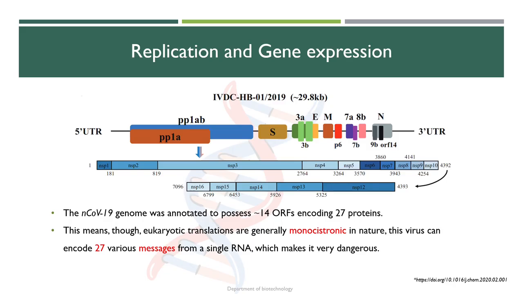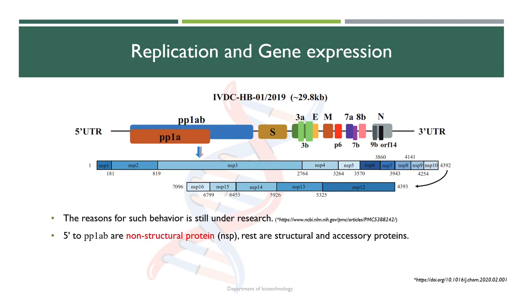Next we come to replication and gene expression. The nCoV-19 was annotated to possess almost 14 open reading frames encoding 27 proteins. This is notable because eukaryotic translations are generally monocistronic in nature. This virus can encode 27 different messages from a single RNA, making it very dangerous. Reasons for such behavior are still under research. 5' to PP1AB are non-structural proteins and the rest are structural and accessory proteins.